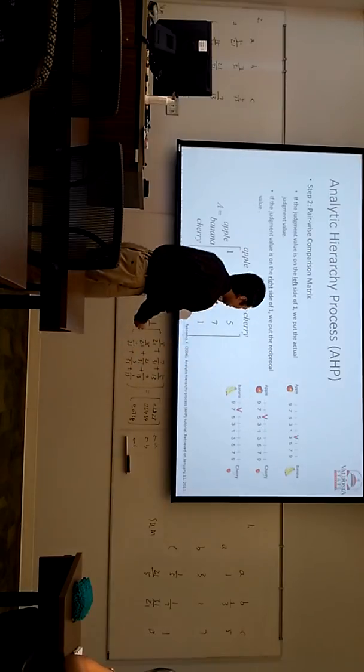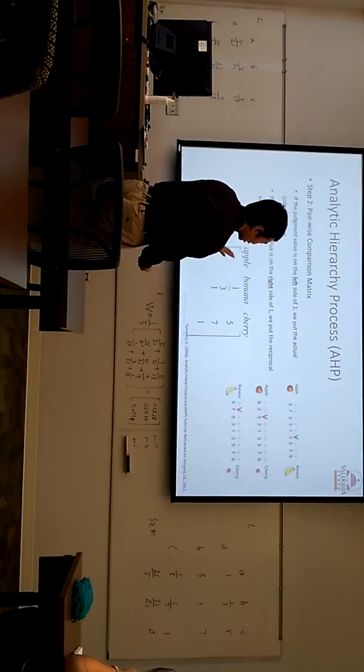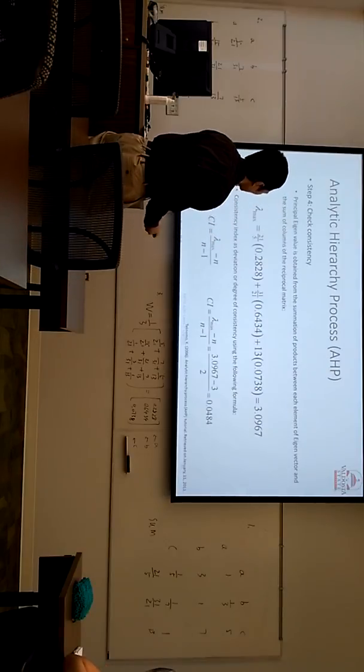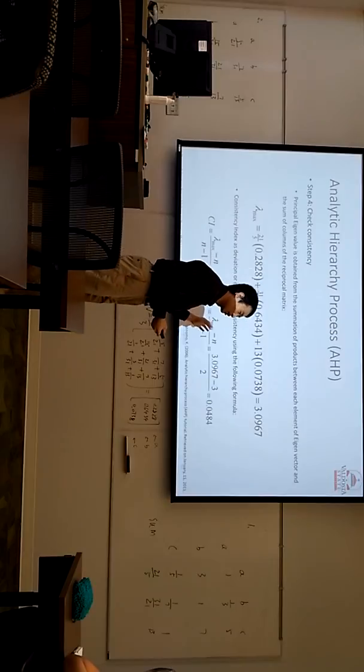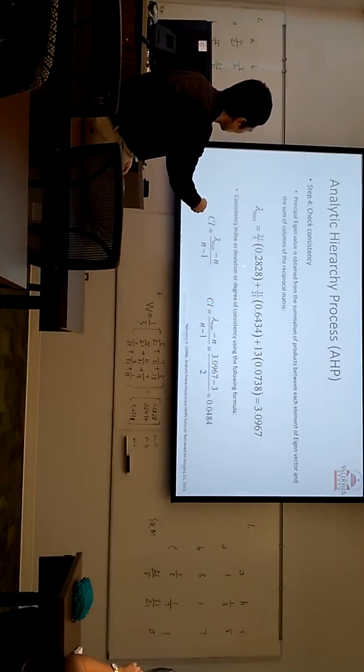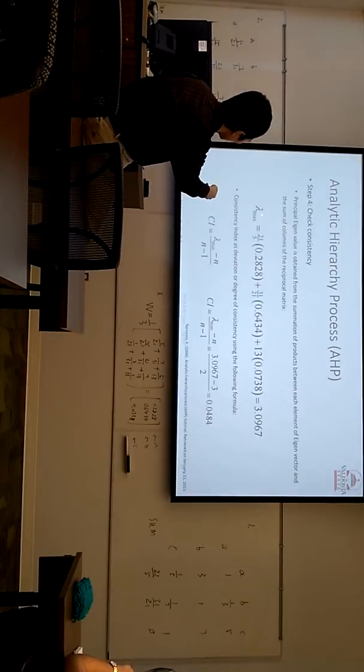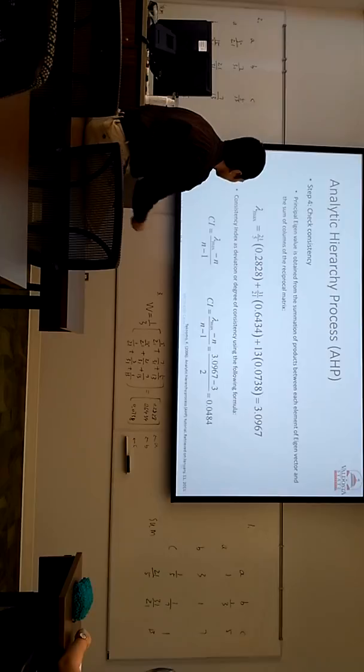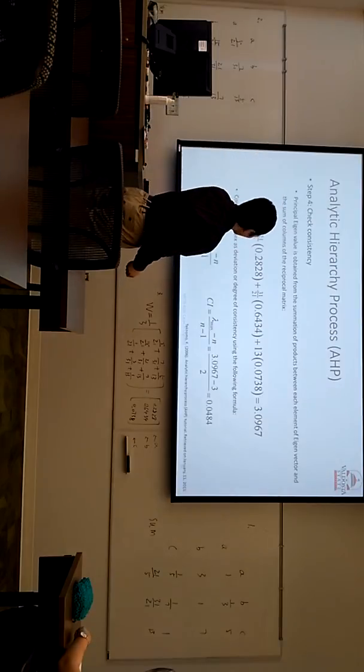So that's why after we calculate this one, we are not done yet. We have to check the consistency of our selection. That's why we have to do another step, and calculate this principal eigenvalue. So how do we calculate the principal eigenvalue?